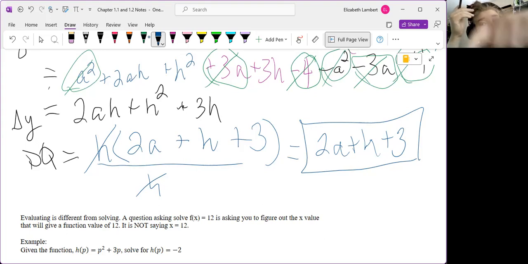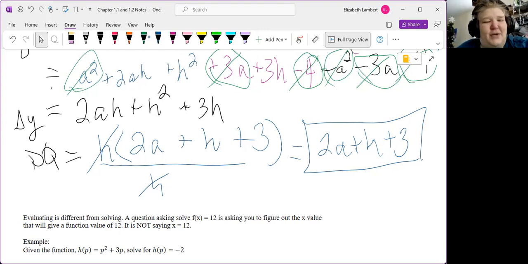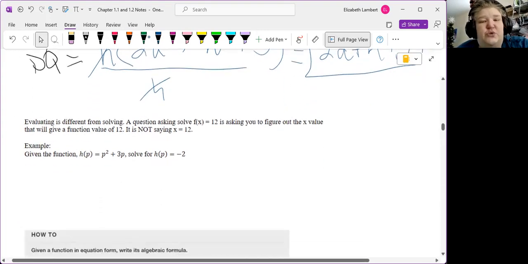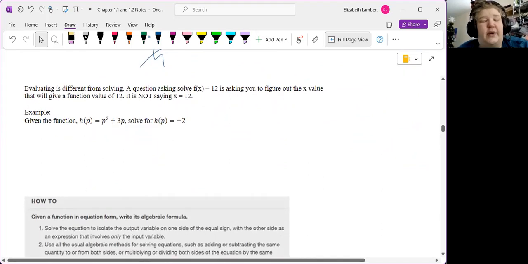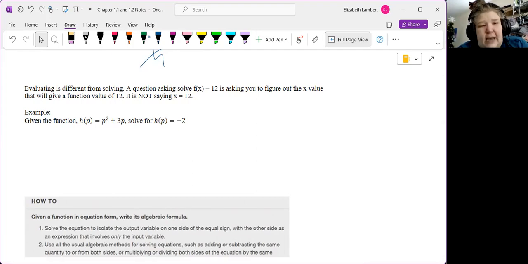So you need to be able to produce 2a plus h plus 3 and produce the work. This isn't just about answers. You guys need to do the work, need to understand what you're doing. So you don't have to show me every little step, but you do need to show me some steps.